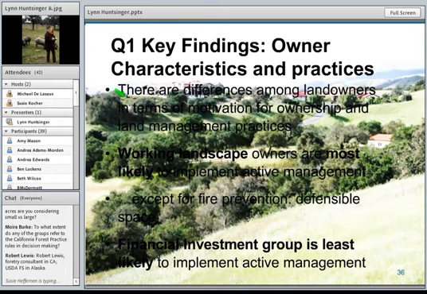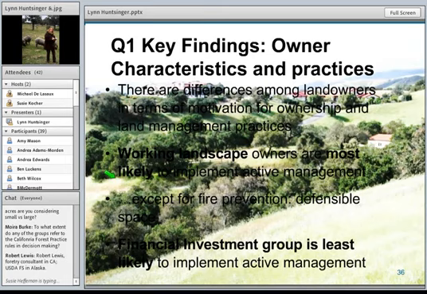So, oh dear, we really can't see this, but I'll read it to you. Key findings, ownership characteristics and practices. There's differences among landowners in terms of why they own their land and the practices that they carry out, and those could be categorized into 4 different groups. Working landscapes owners are most likely to implement active management practices.